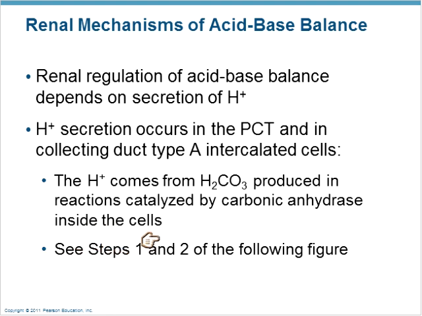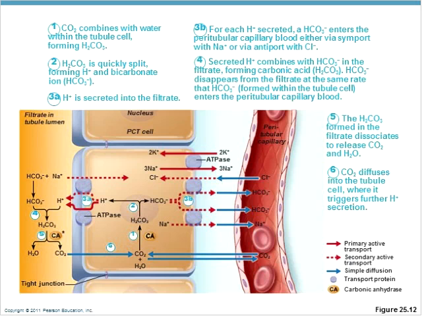In steps 1 and 2 of the following figure, you can get a feel for what we're talking about. You see that CO2 combines with water within the tubule cell forming H2CO3. The H2CO3 is quickly split, forming hydrogen and bicarbonate ion. Hydrogen is secreted into the filtrate, and for each hydrogen secreted, a bicarb enters the peritubular capillary blood either via symport with sodium or via antiport with chloride. The secreted hydrogen combines with bicarb in the filtrate, forming carbonic acid.